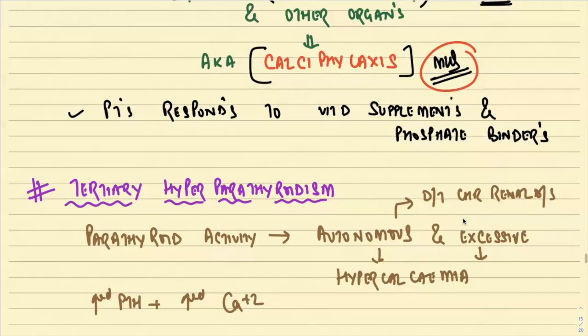Now, a very important thing is that the patient responds to vitamin D supplements and phosphate binders, because these are the only 2 abnormalities causing this. There is hyperphosphatemia, which is stimulating the parathyroid, so we give phosphate binders, drugs which bind the phosphates. The second thing is that there is inadequate vitamin D production, leading to decreased intestinal absorption of calcium, so we give vitamin D supplements to the patient. Okay, clear to everyone?